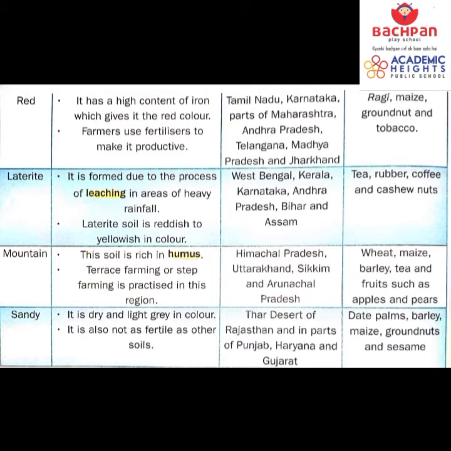Farmers use the fertilizers to make it more productive. Otherwise, this land is not more productive. Dear students, this land is found in Tamil Nadu, Karnataka, some parts of Maharashtra, Andhra Pradesh, Telangana, Madhya Pradesh and Jharkhand. And what type of crops can we grow in this type of a soil? Yes, we can grow ragi, maize, groundnut, tobacco, rice and wheat as well.